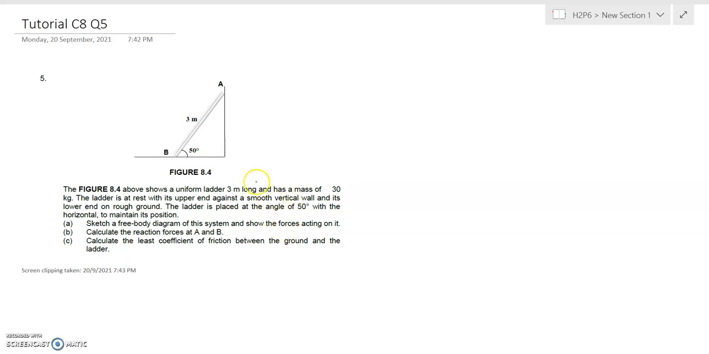This is question number 5. Figure 8.4 shows a uniform ladder. This is a ladder 3 meters long, with a mass of 30.